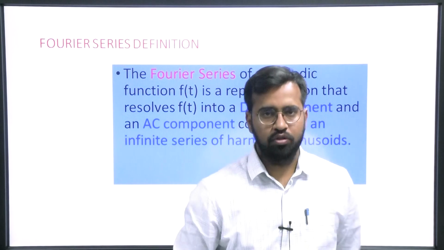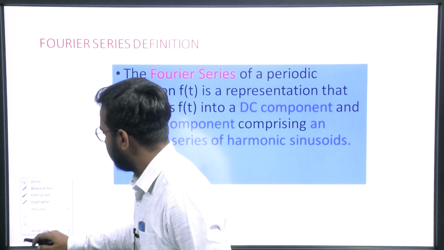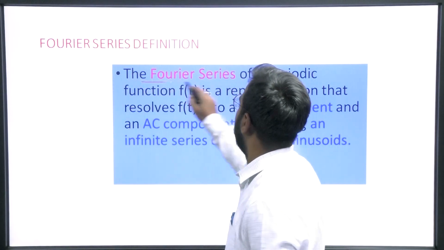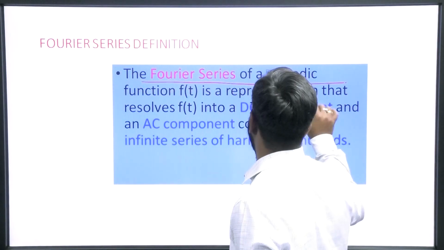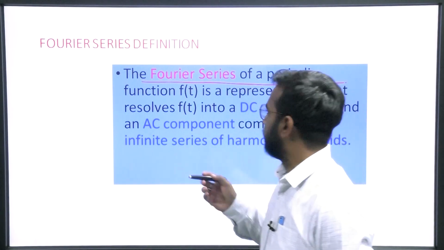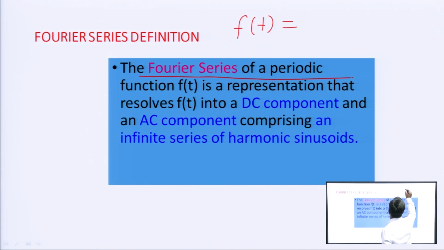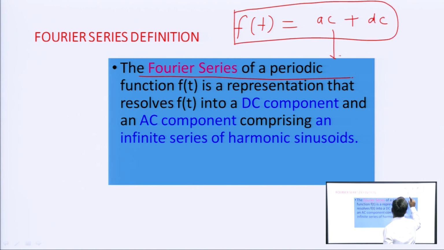So, what is the definition? Here we can see that a Fourier series of a periodic function is a representation that resolves the function into a DC component and an AC component. That means any function will have two parts, AC plus DC. Basically, DC is the average value.